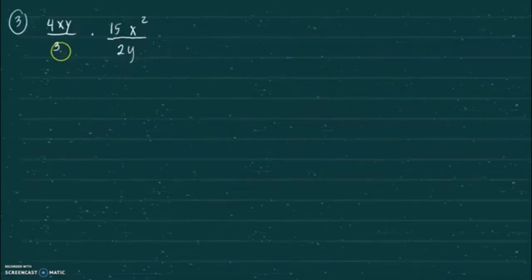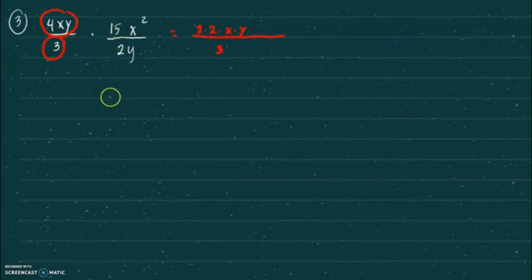Let's have here example 3. Find the product of 4xy over 3 and 15x squared over 2y. Okay, since both of our fractions have numerators and denominators that are monomials, we can just simply answer this through prime factorization. So find the prime factors of 4xy. Prime factors of 4, we know that that is 2 times 2. And then x times y. For 3, 3 is already a prime number, so just write 3 right away.